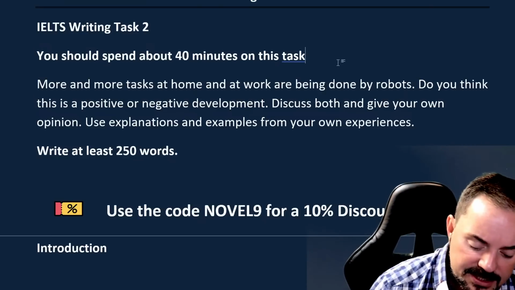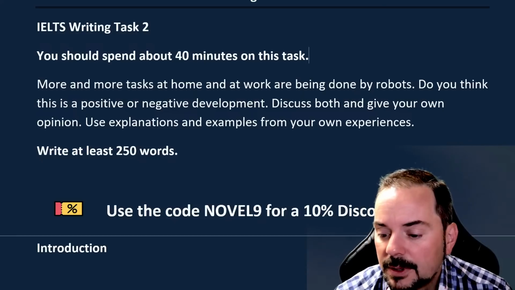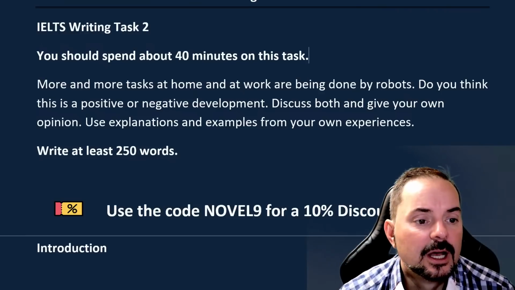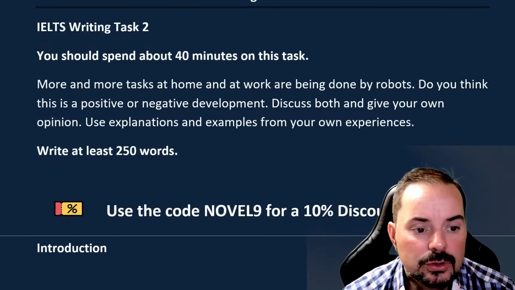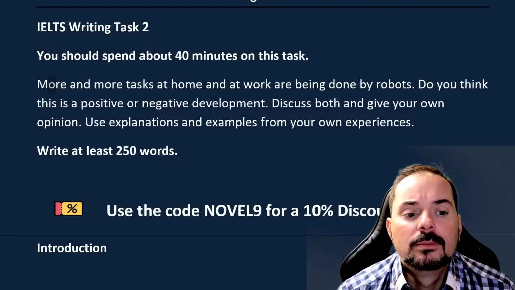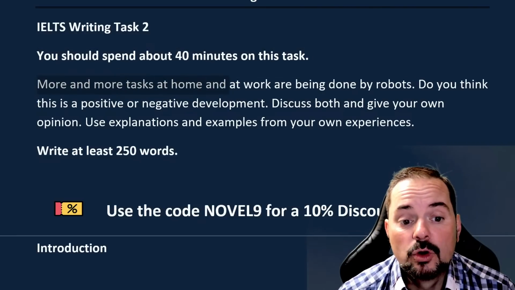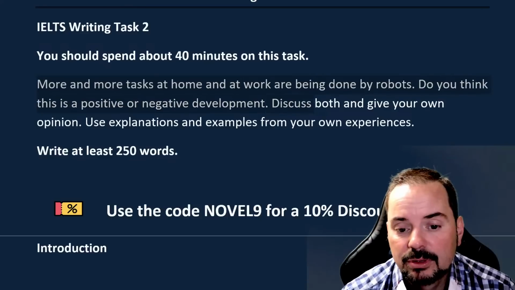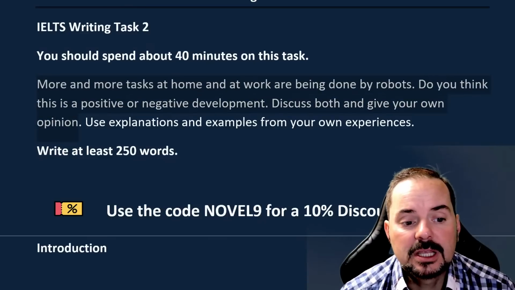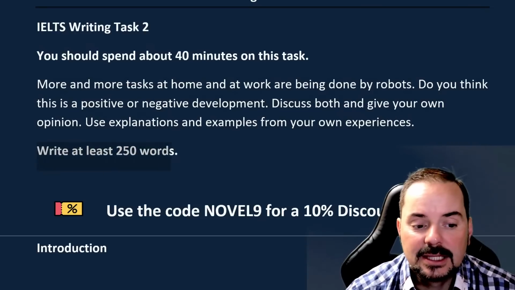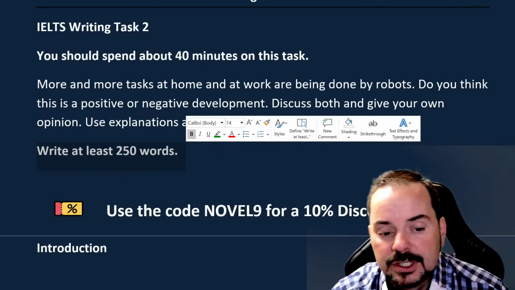Okay, let's jump into this task 2 question. We'll read it. So IELTS writing task 2, you should spend about 40 minutes on this task. More and more tasks at home and at work are being done by robots. Do you think this is a positive or negative development? Discuss both and give your own opinion. Use explanations and examples from your own experience. Write at least 250 words.